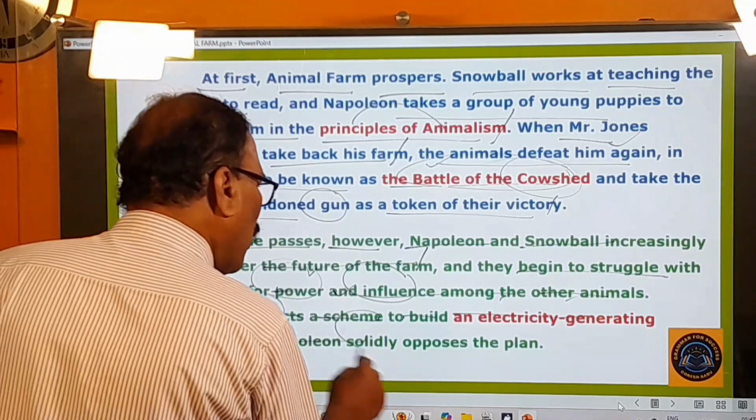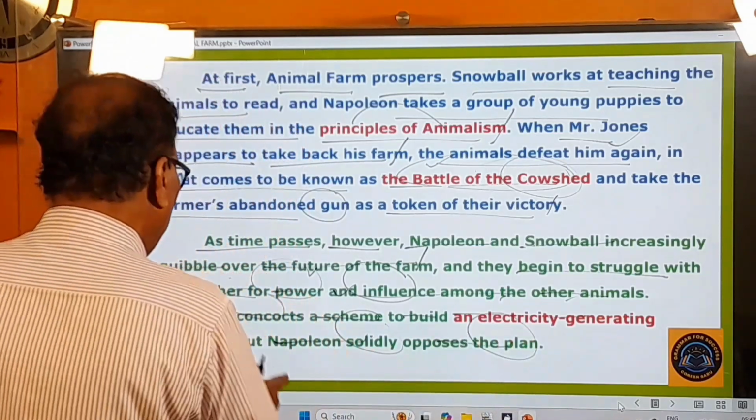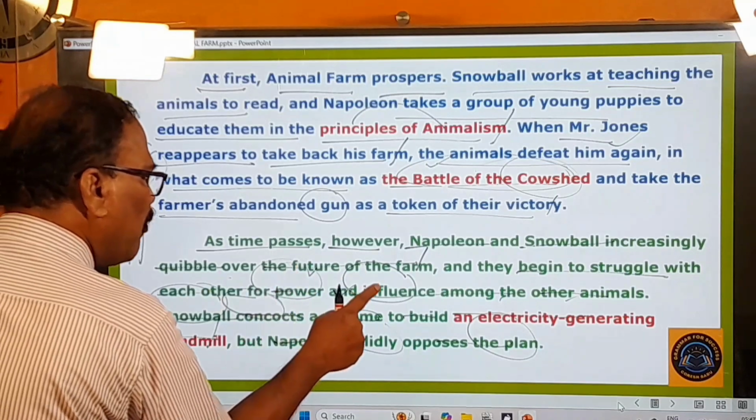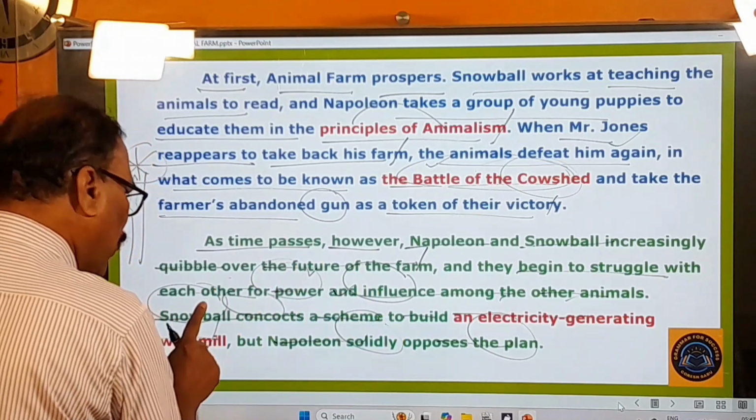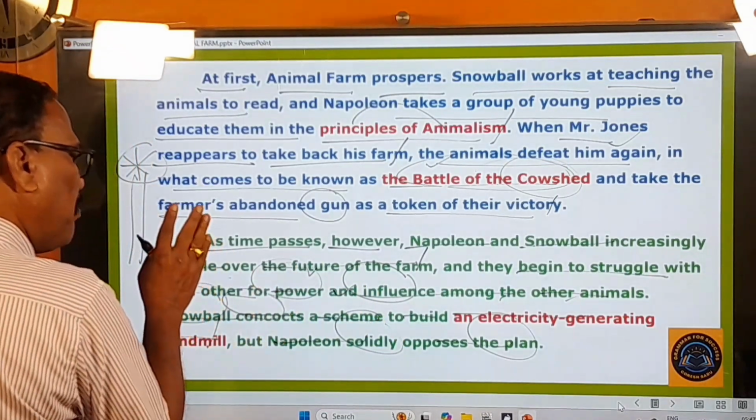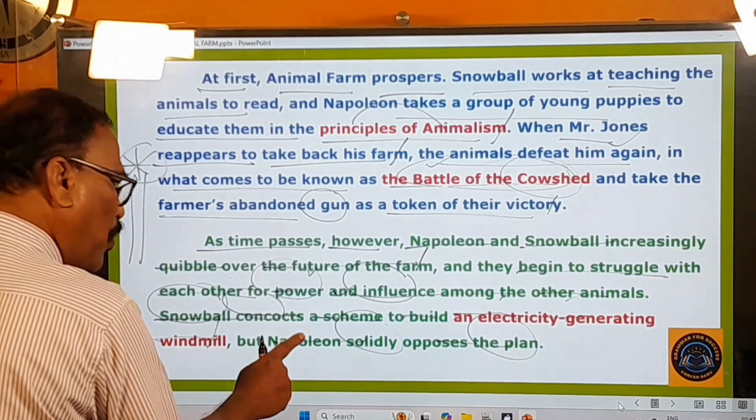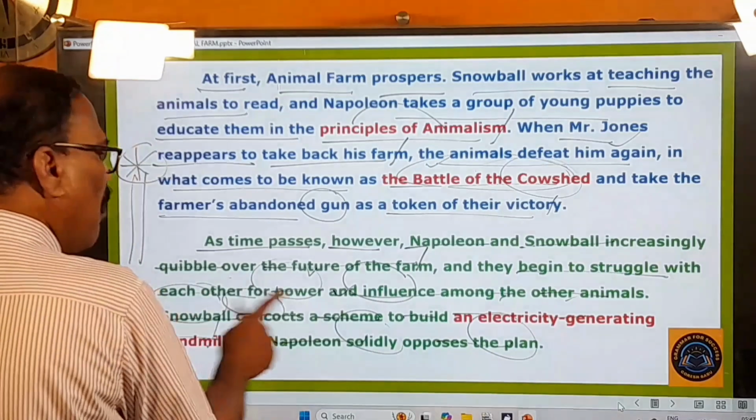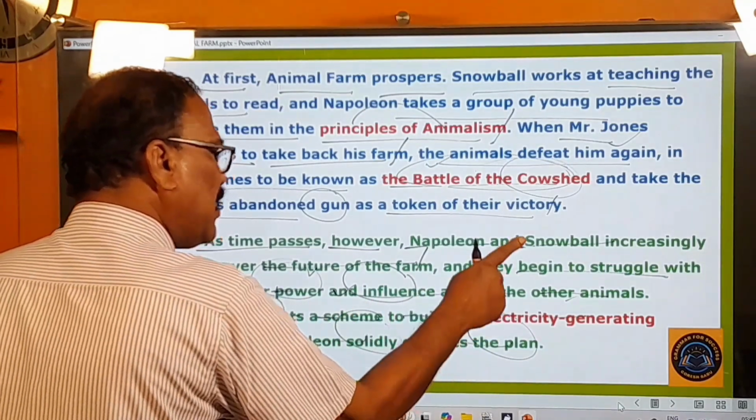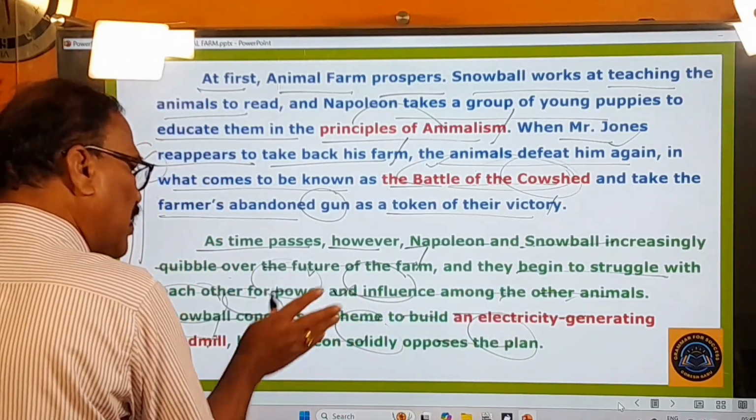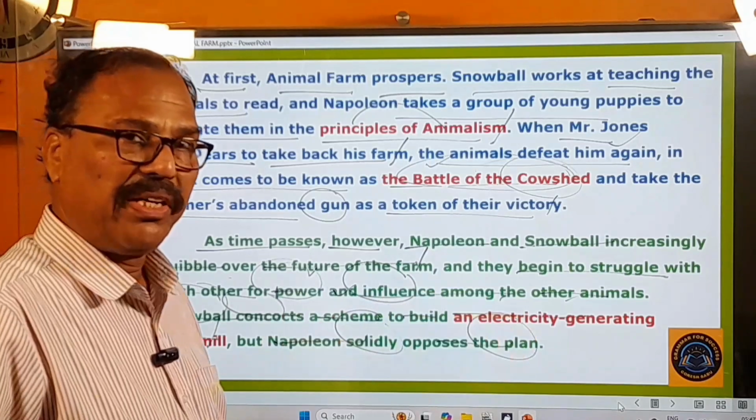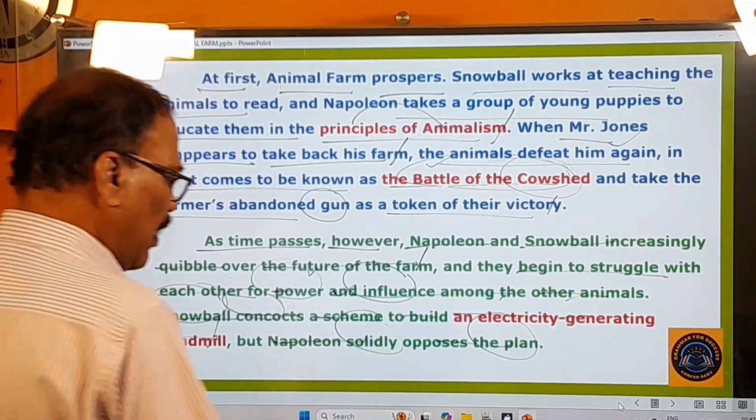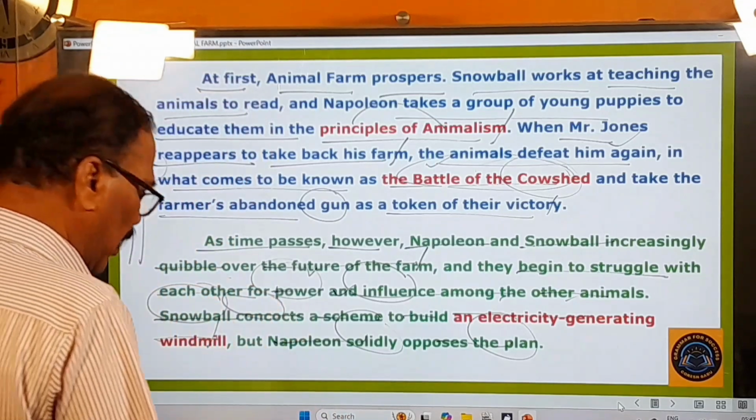But Napoleon solidly opposes the plan because they started struggling over power and influence, you know very well. So whatever Snowball proposes to do, Napoleon has started opposing it. Snowball wants to build an electricity generating windmill, whereas Napoleon opposes that very strongly. You know that very well. Now you move on to other paragraphs.